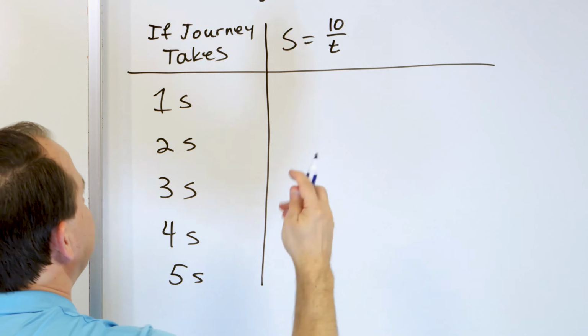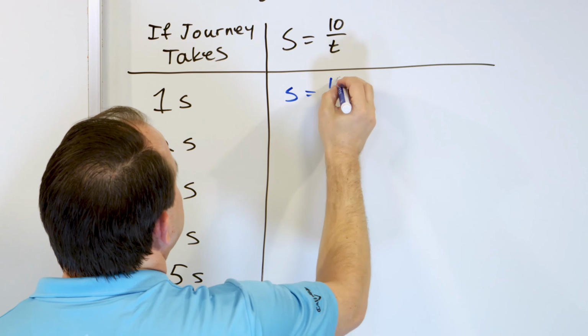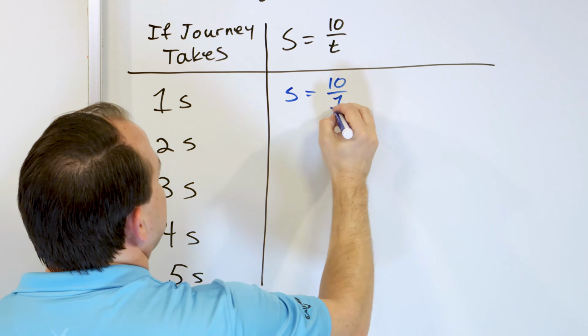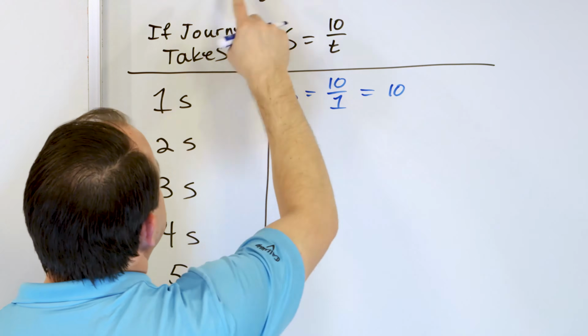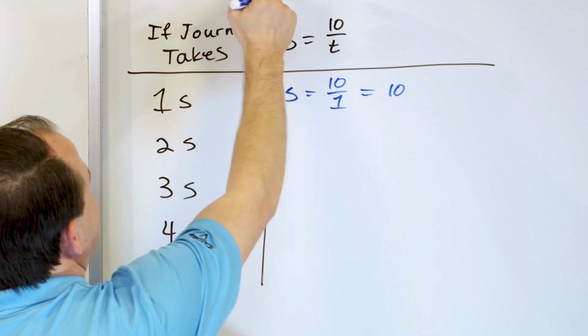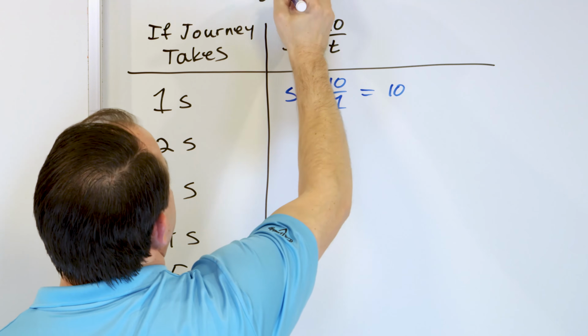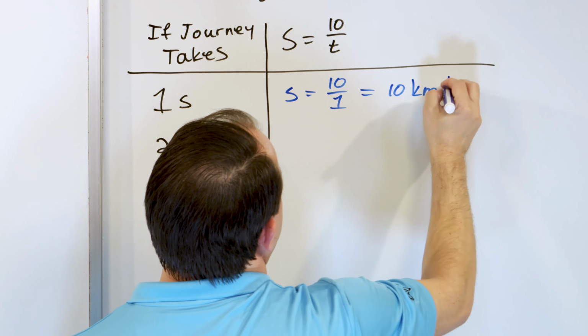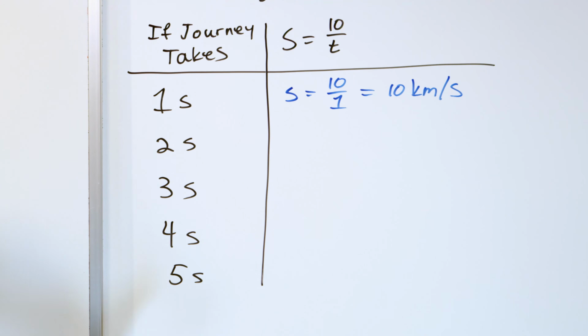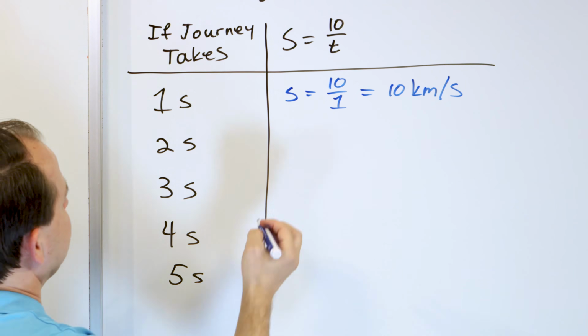All right, so we're going to go ahead and calculate this. So the speed is 10 divided by the 1 second. So this is 10, and it depends on your units, I guess I did kilometers, and let's do seconds. So this would be kilometers per second. That's a speed, right? Kilometers per second. Doesn't matter what the units are, but whatever.